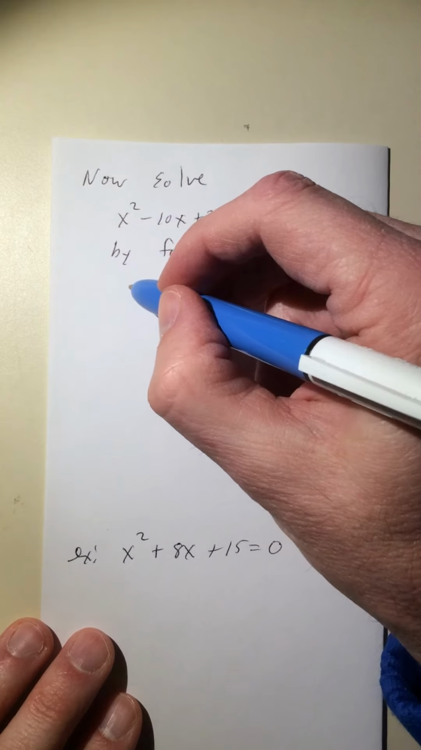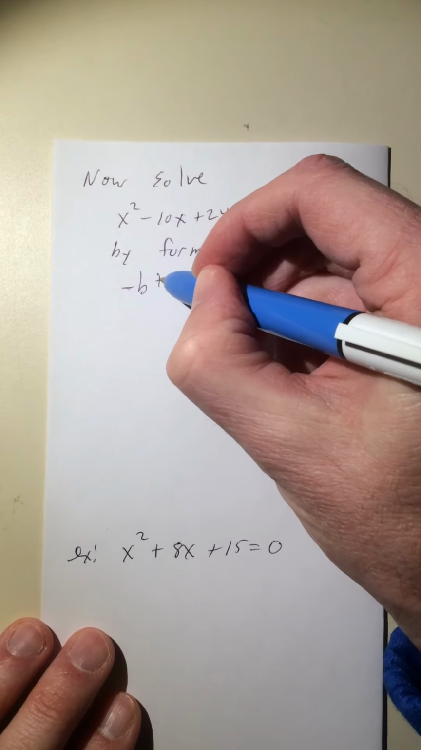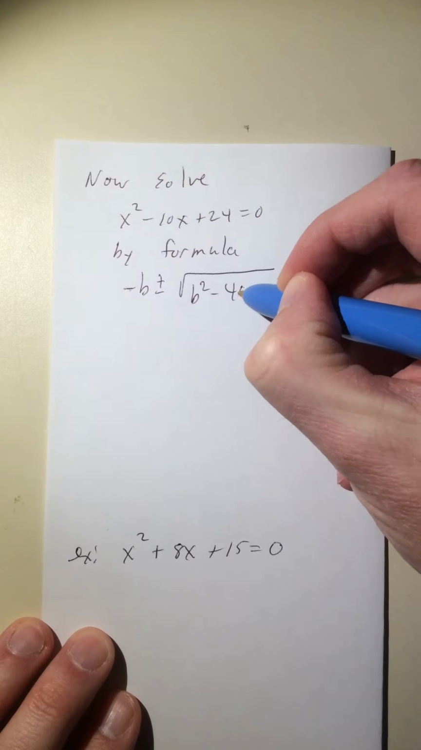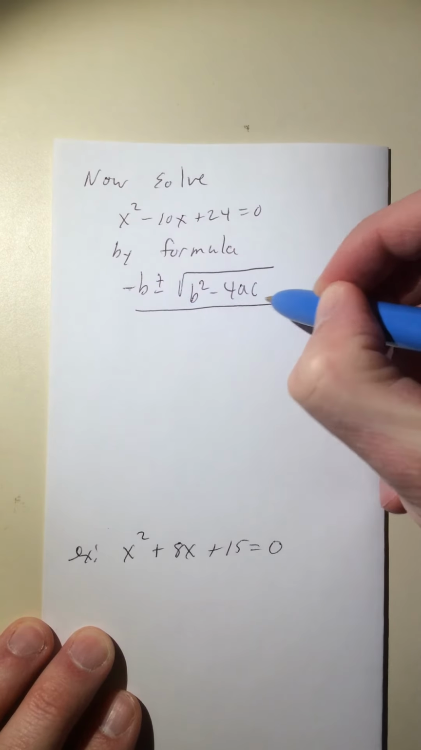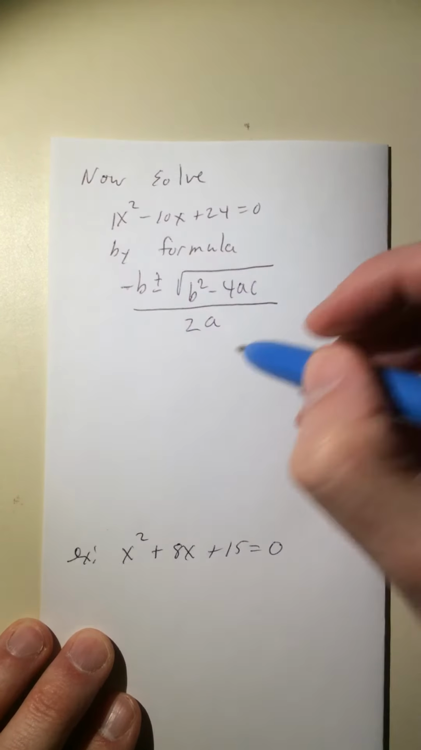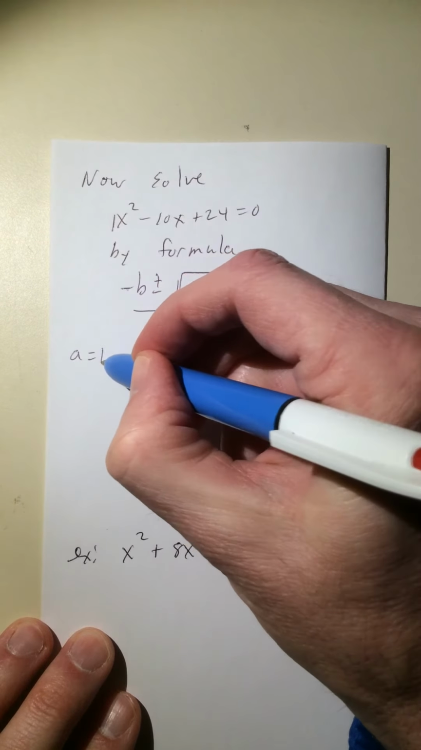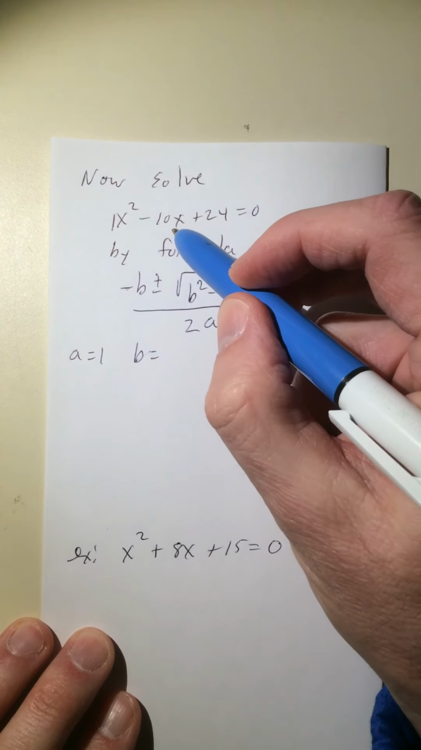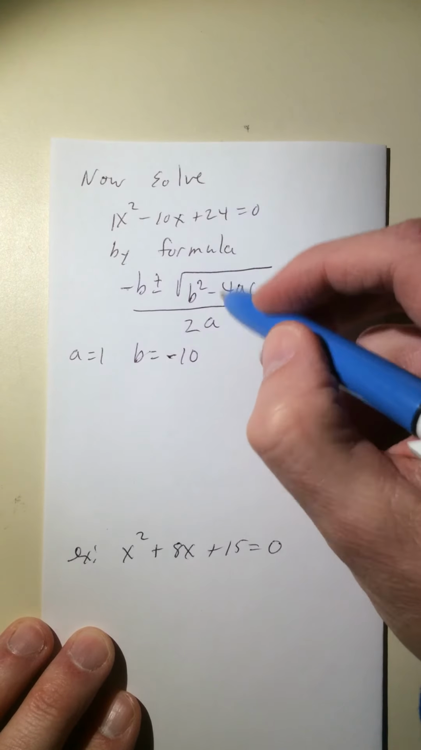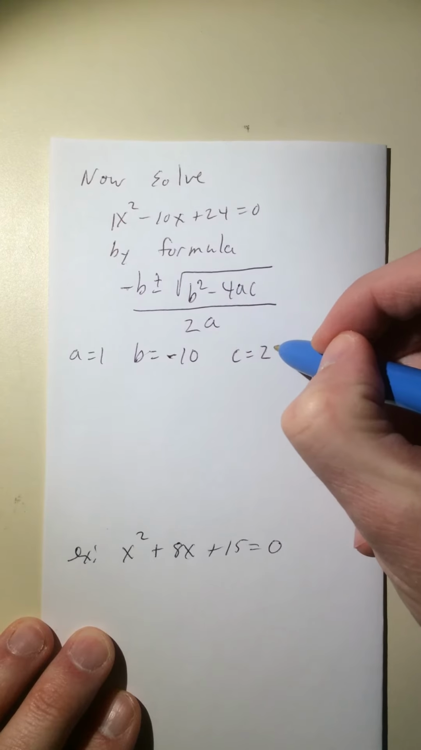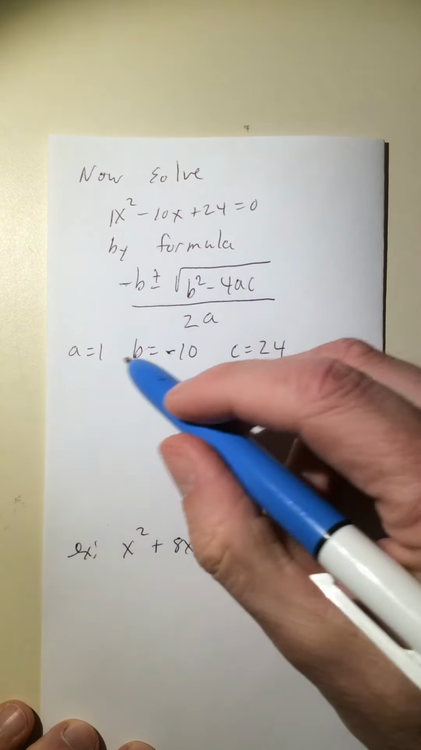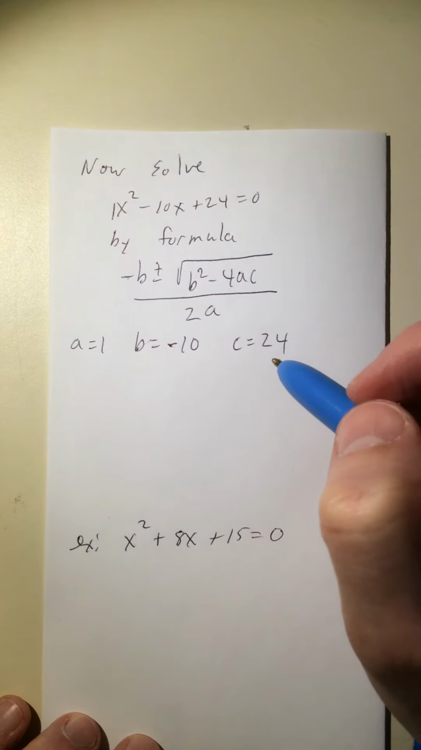In order to use the formula, and remember the formula is negative b plus or minus the square root of b squared minus 4ac, over 2a, we know that a is the number in front of x squared, so a is going to be equal to 1. We know that b is the number in front of x, which in this case is negative 10. And we know that c is the number out there all by itself, so that's 24. So we're going to plug these numbers into the formula and figure it out.